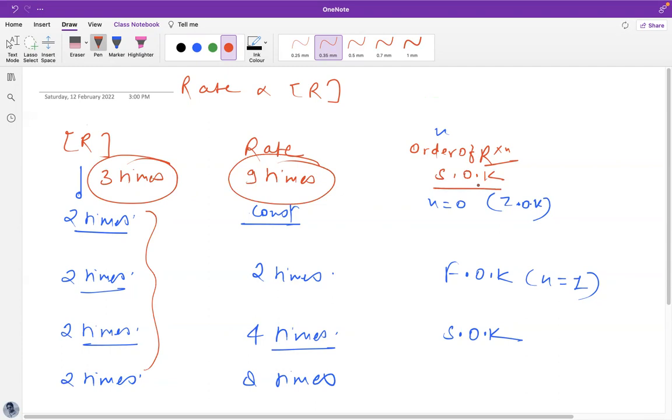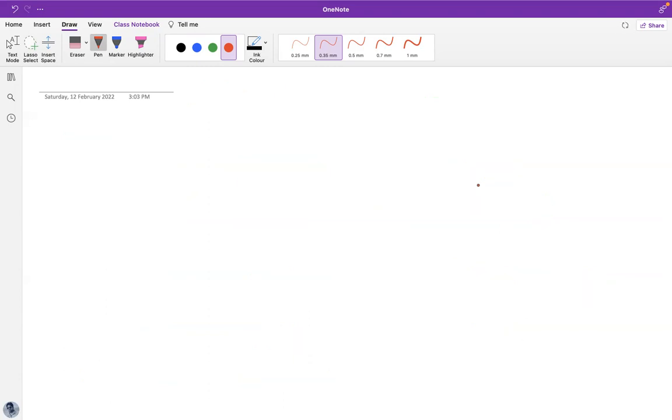Now you can write this, you can save this one. Take the screenshot of this. Please take the screenshot. Okay, now we can move to the question.